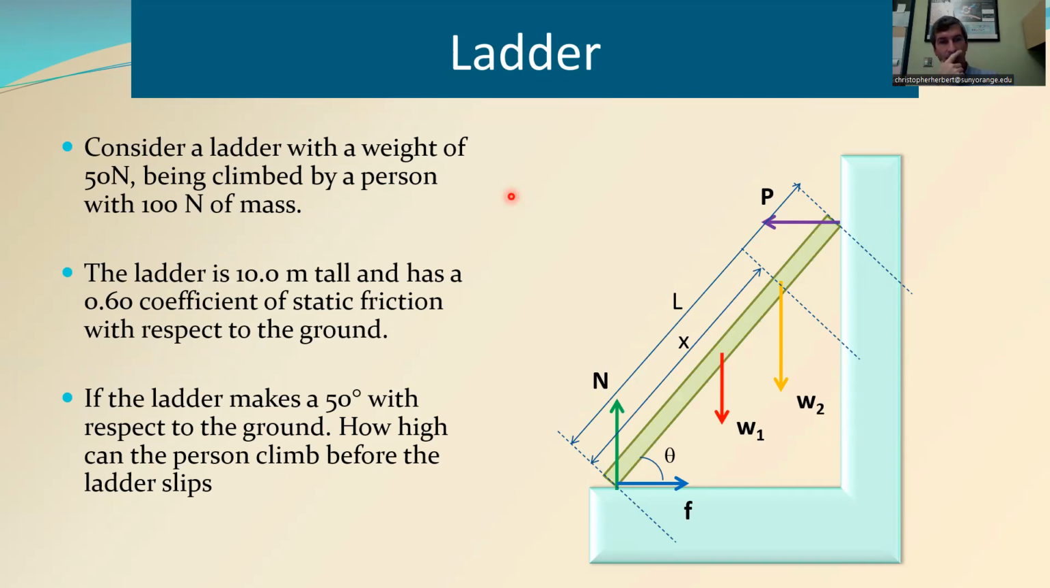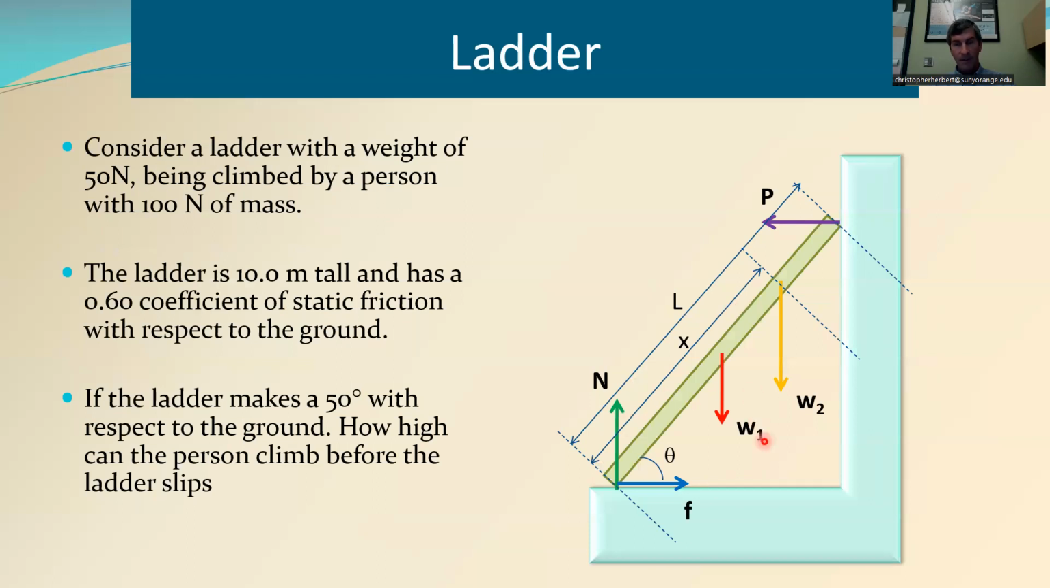The ladder is 10 meters tall, has a coefficient of friction of 0.6 with respect to the ground. If the ladder makes a 50-degree angle with respect to the ground, how high can the person climb before the ladder slips? So your job here is going to be looking at this. I know W1, okay? I know W2. My unknown, instead of a force, is this distance here.